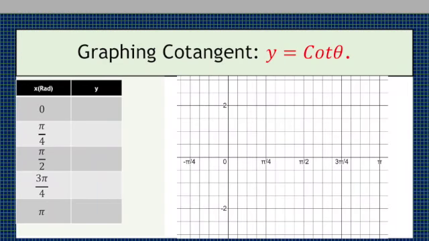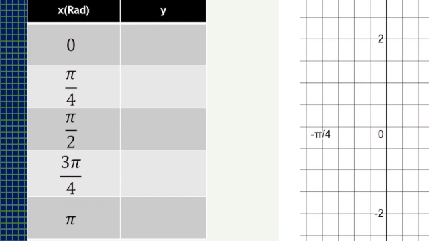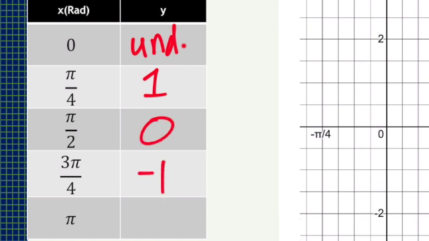Alright, so I know we've already graphed cotangent, but now let's graph cotangent a little bit faster now that we know the pi values. So now we're going to practice. At 0, the cotangent of 0 is going to be undefined. At pi over 4, we get a positive value of 1. At pi over 2, we get 0. At 3 pi over 4, negative 1. And then at pi, we get undefined.